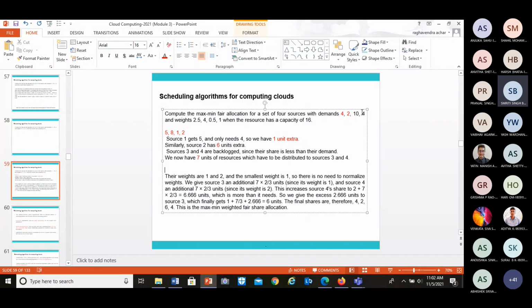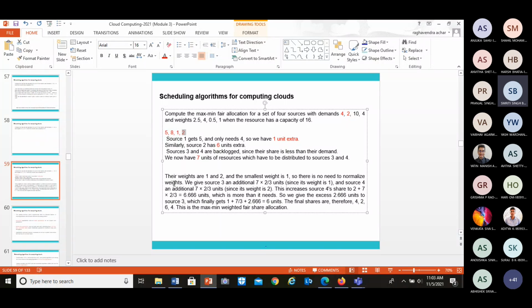See, the last user has requested 4, but in the initial distribution he is getting 2, and 2 plus 4.66 is 6.66. So once again there is extra, so you have to allocate only 4. Then what is remaining at the end, you have to allocate once again to user 3 only, because user 3 has requested 10. So according to that, you have to distribute.